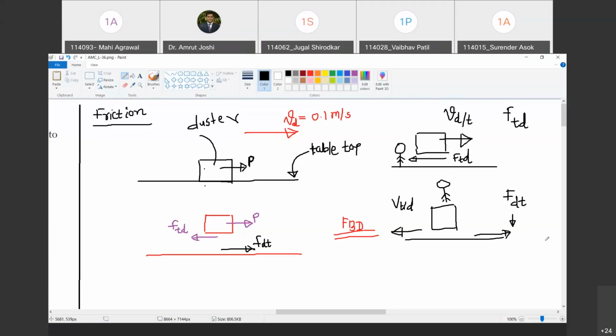Sir, it depends on the object and the reference. So it depends on which frictional force you are looking at.